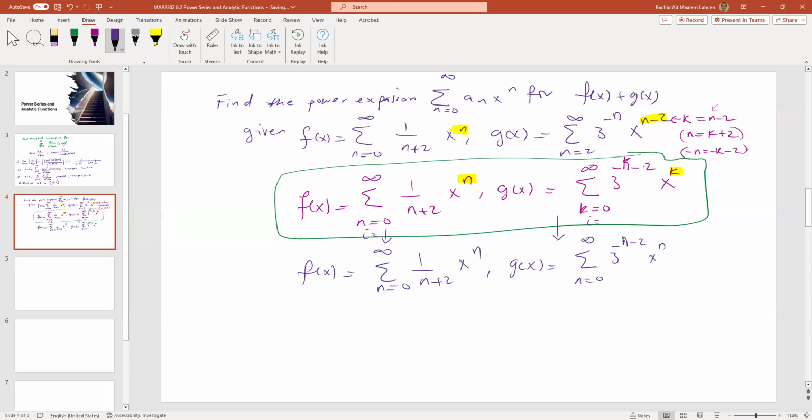All right, so now you see that if you need to combine, you have x^n, right? That's a common factor. When you factor it out of these two sums, then you will have 1 over n plus 2 plus e to the negative n minus 2. And the summation is going to be this, and that's the sum.